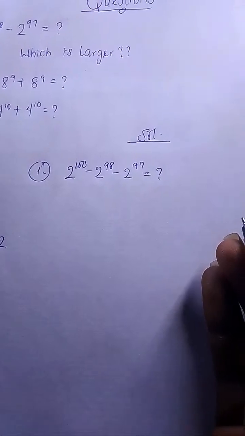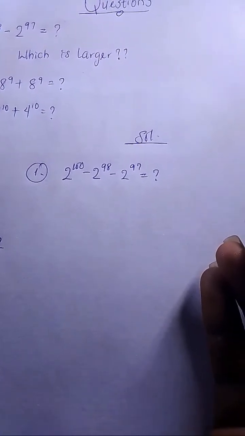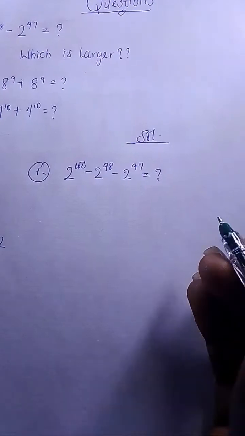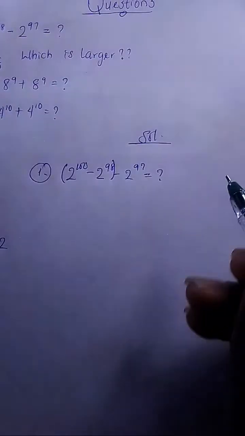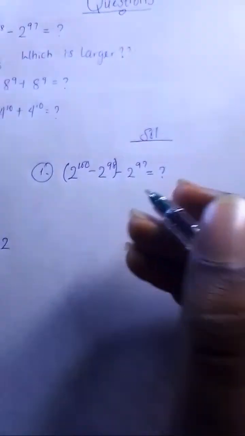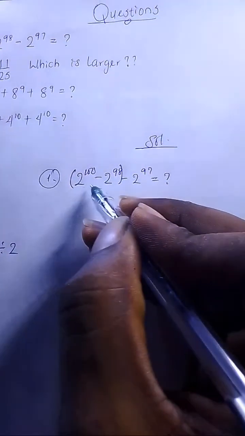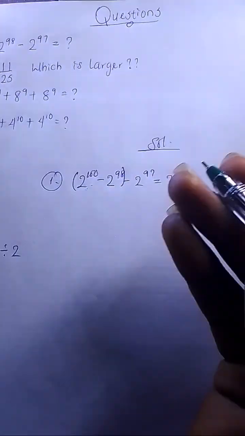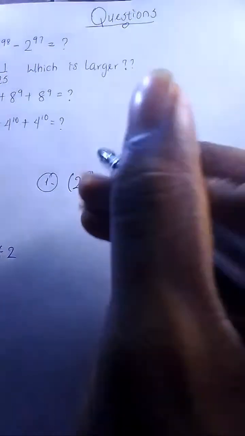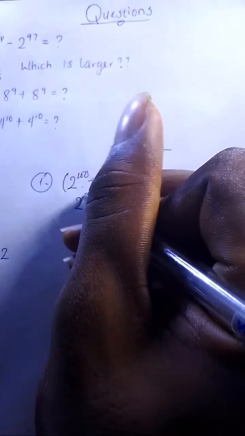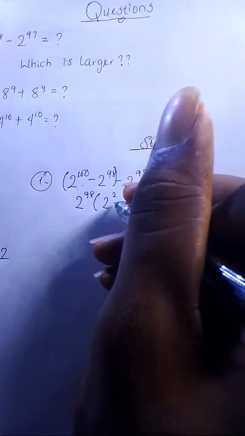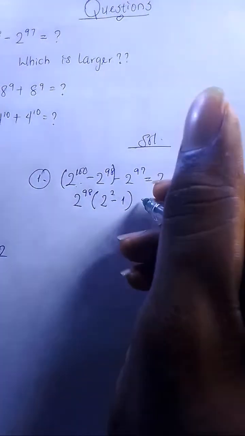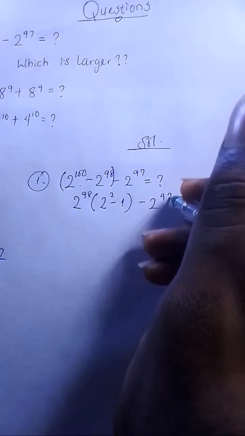We have multiple, different ways of solving it, I would say. What's the first thing we are going to look out for? The first way is separating. We separate this, and when we separate, what are we trying to see? What is common in 2 raised to the power of 100 and 2 raised to the power of 98? You can see that 2 raised to the power of 98 is common. When we bring it out, it gives us 2 raised to the power of 2, minus 1, and minus 2 raised to the power of 97.